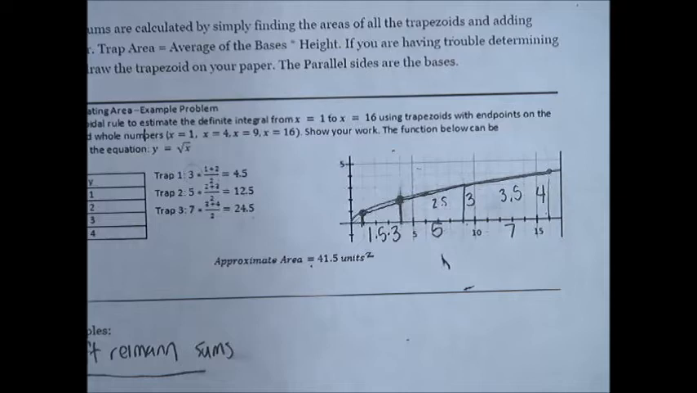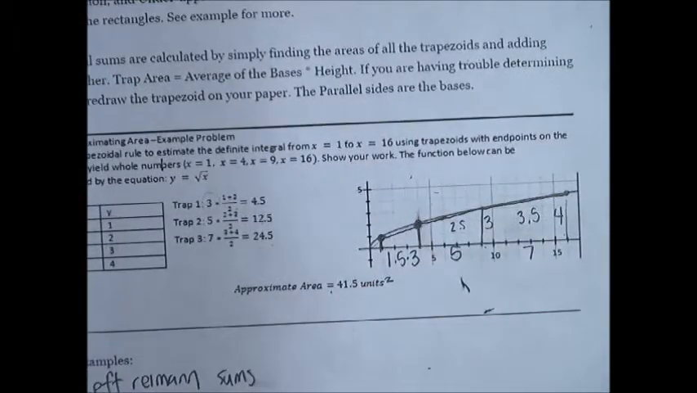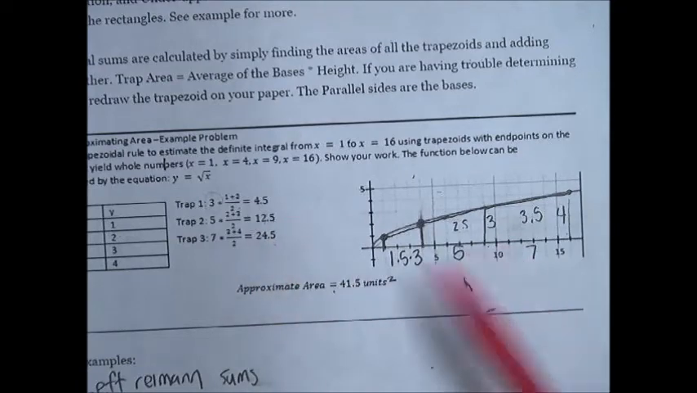And you just add all these pieces up, and you get that from 1 to 16, the area under this curve is approximately 41.5 units squared. That's kind of the gist of this, is you're just finding approximations. You're just adding up all the areas of shapes that kind of approximate what's going on here.